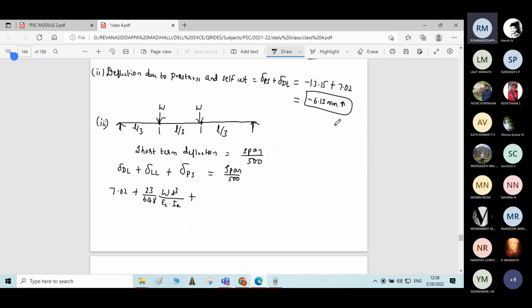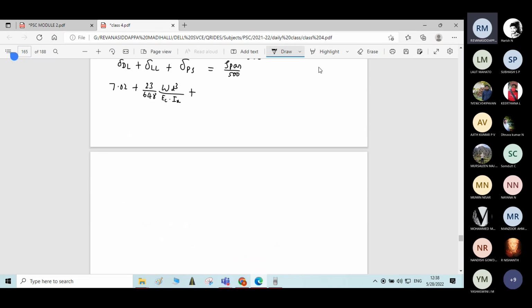That is how much? Minus 13.15 mm. I'll change the sign here. Minus 13.15 is equal to span by 500. Span is 8 meter, nothing but 8,000 mm, divided by 500. Now we can substitute: EC is known, IX is known, length is known, only W is the unknown factor. We can find it now, correct?